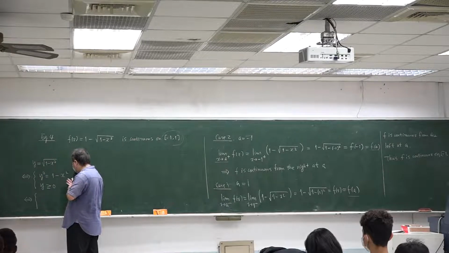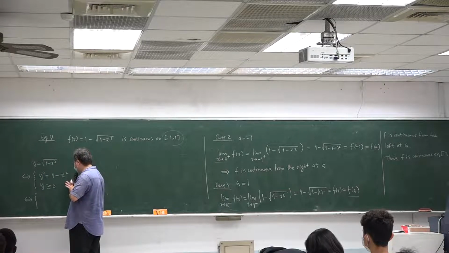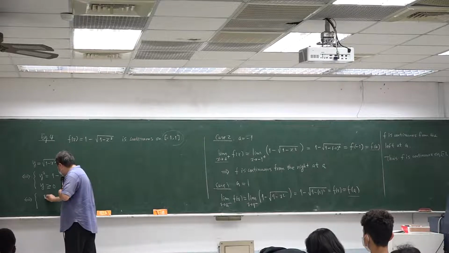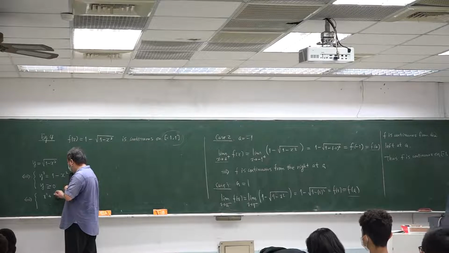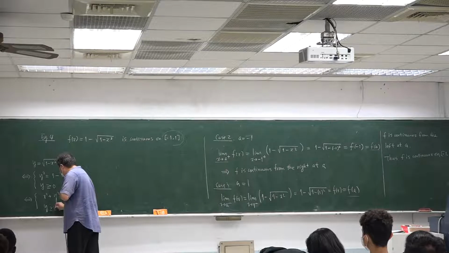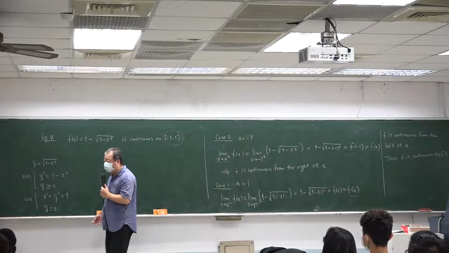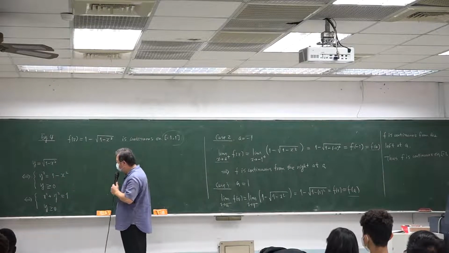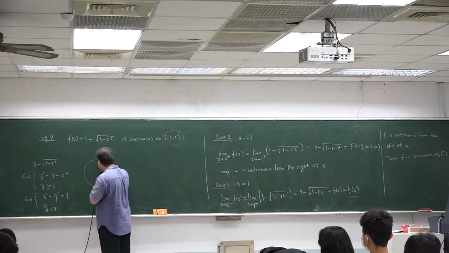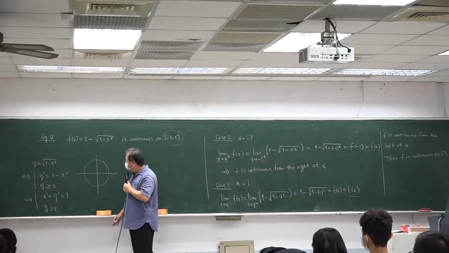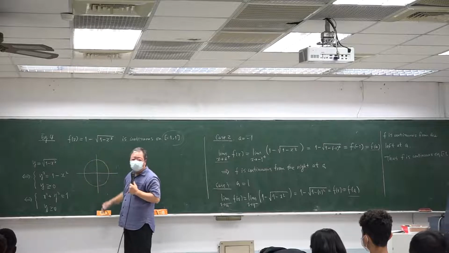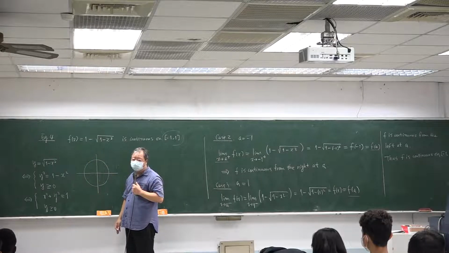Let's rewrite the first equation in a more familiar form. This is exactly the equation of a unit circle. And y greater than or equal to 0 means the upper half plane. Upper half plane.